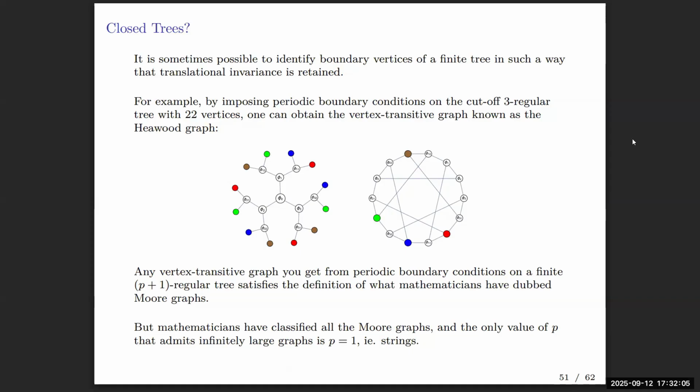You want every vertex to be identical to every other, right? You don't want any vertices standing out. And it turns out this can be done in some cases for some graphs. And actually, several of them are known. So this one, the Heawood graph.